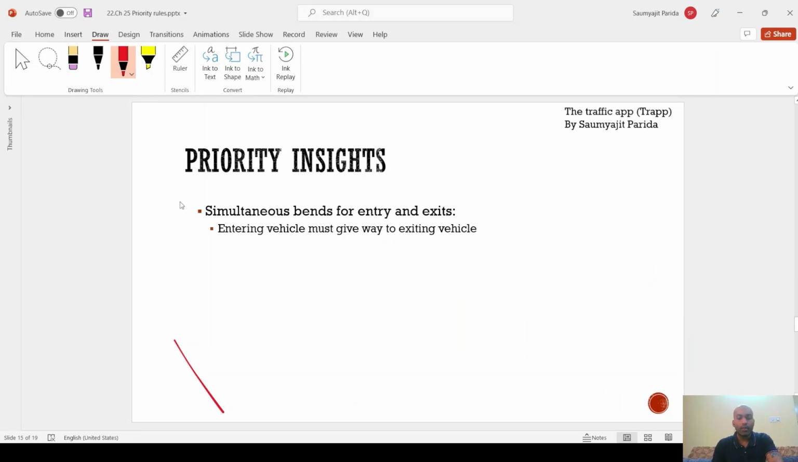Priority insights, simultaneous bends for entry and exits. The entering vehicle must give way to the exiting vehicle. We already discussed this two or three slides before, so one can ignore this part.